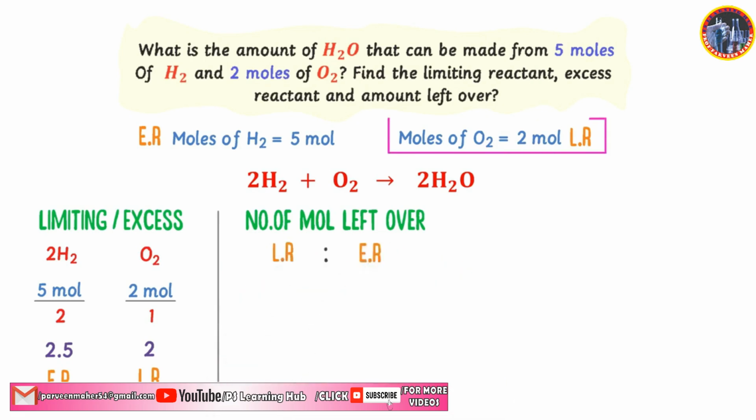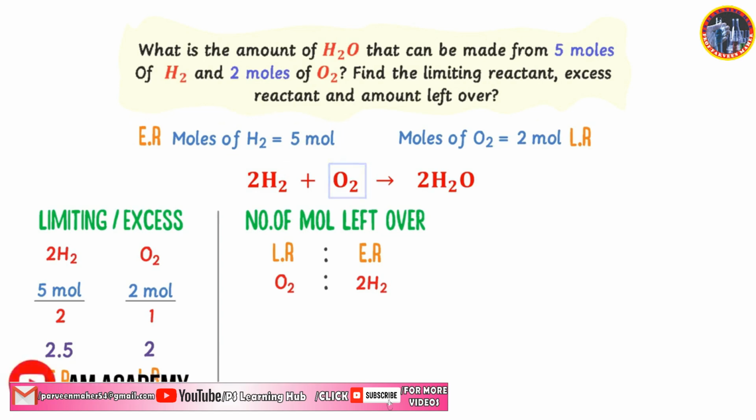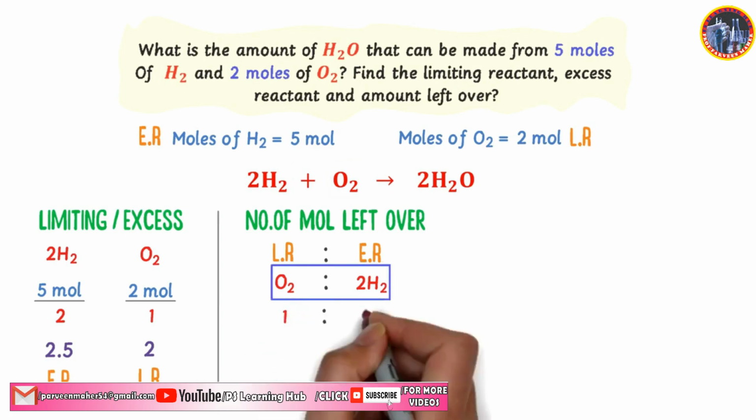The limiting reactant is oxygen gas O2 and excess reactant is hydrogen gas H2. In the chemical reaction, the coefficient of hydrogen is 2 and that of oxygen is 1. Let me repeat this important point. In the chemical reaction, the coefficient of hydrogen is 2 and that of oxygen is 1. So the ratio of oxygen to hydrogen is 1 to 2.